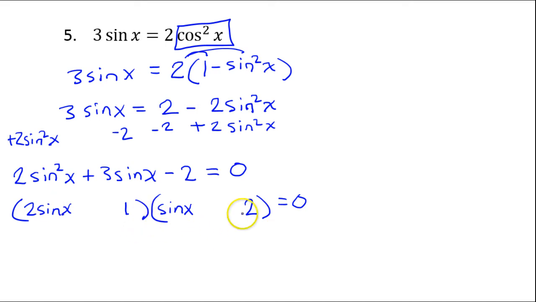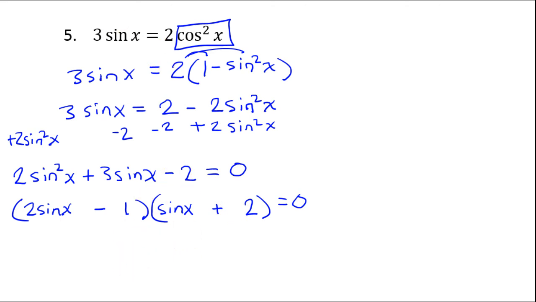Now, inner plus outer must equal middle. Inner, I have 1 sine x. Outer, I have 4 sine x. I'm trying to get a middle of positive 3 sine x. That will happen if I have a negative 1 sine x and a positive 4 sine x. So that means this needs to be negative and this needs to be positive. Does that give me negative 2 at the end? Yes, negative 1 times positive 2 is negative 2. So here we have factored correctly.